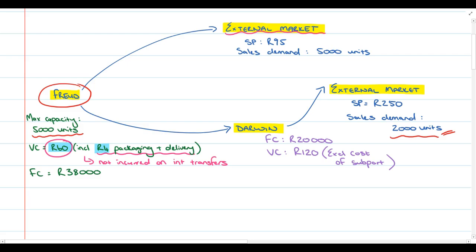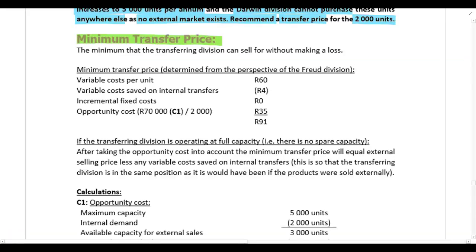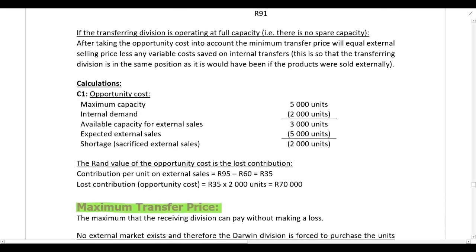So obviously, the variable costs of the Freud division are 60 Rand per unit, and they will save 4 Rand per unit on internal transfers. In addition to that, we know there are no incremental fixed costs. However, we need to consider if we have an opportunity cost. And the calculation is just below. So the maximum capacity of the Freud division is 5,000 units, and we know that the Darwin division requires 2,000 units. So that means the Freud division has spare capacity of 3,000 units for their external sales.